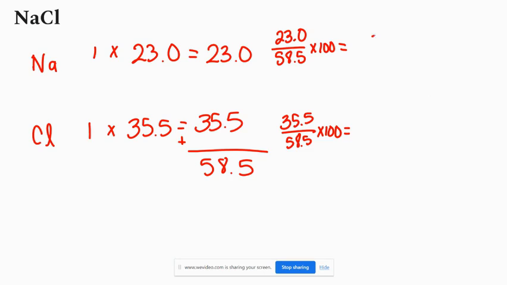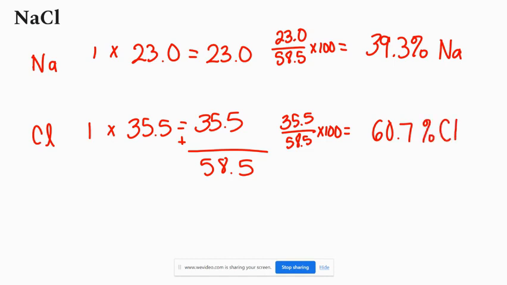I ended up with 39.3, and that's going to be percent. And then I can go back over here at the beginning. It'll tell me what element it was. So percent Na. And then the next one I ended up with 60.7, and that's percent chlorine.